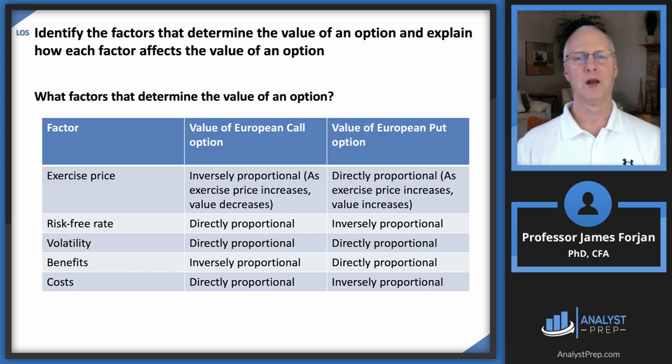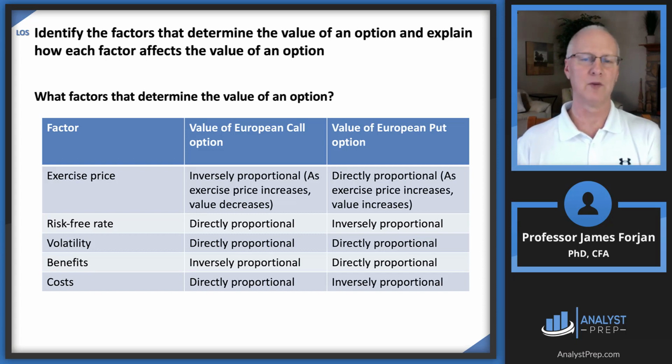I love this LOS, and you're going to love it even more when we get to Level 2. Identify the factors. So this is what we're doing here. We're going to go back and honor those three people who developed the Black-Scholes-Merton option pricing model, and they were the first to decide that there are five important variables that determine the value of an option.